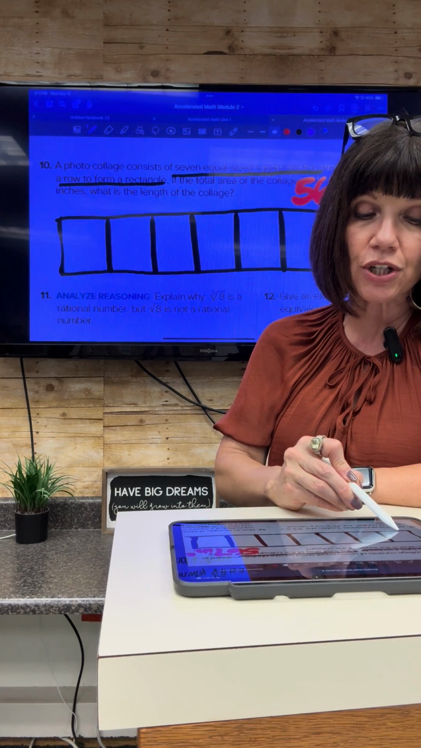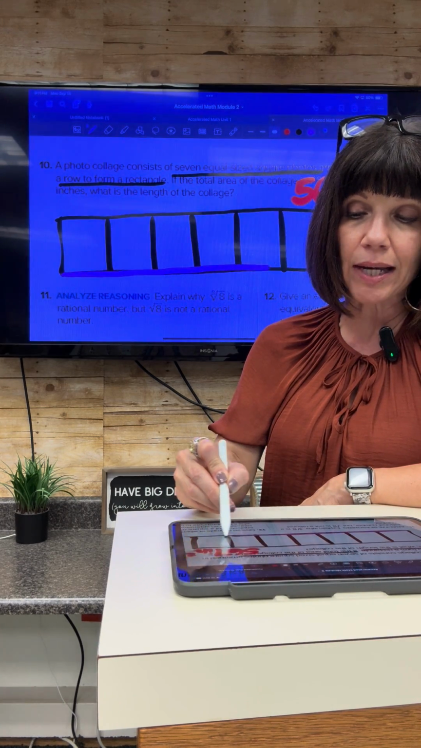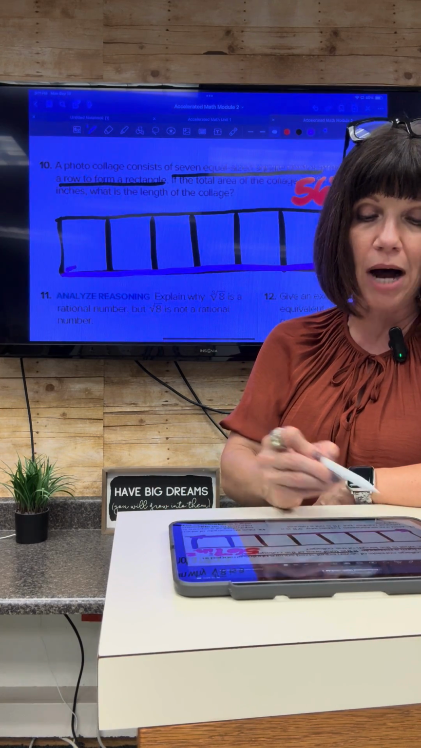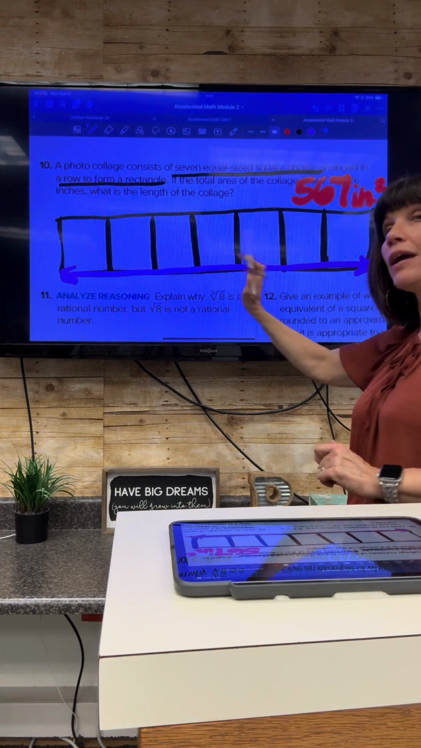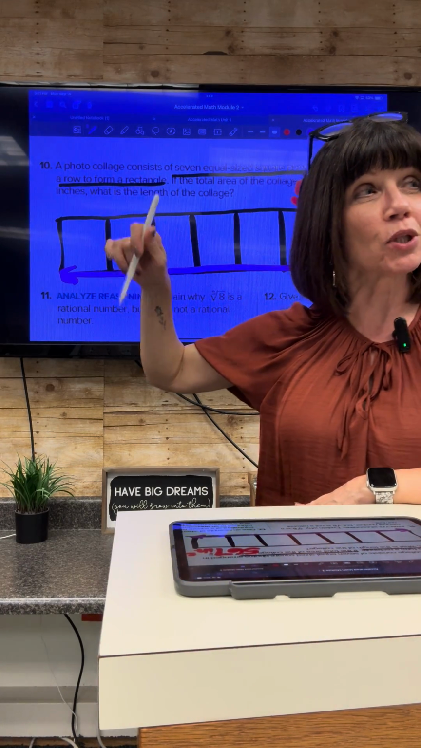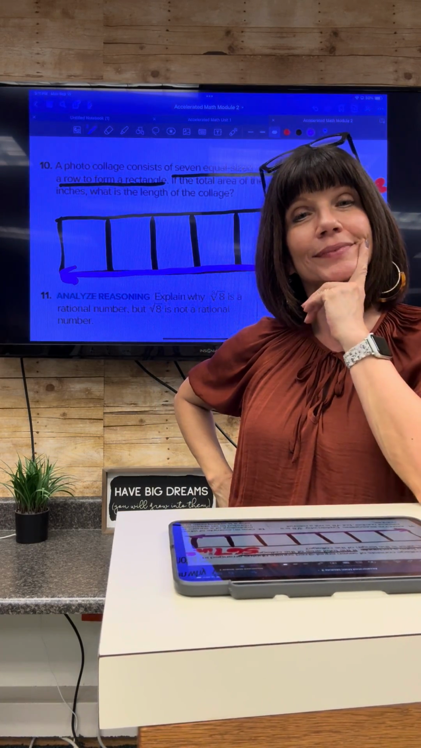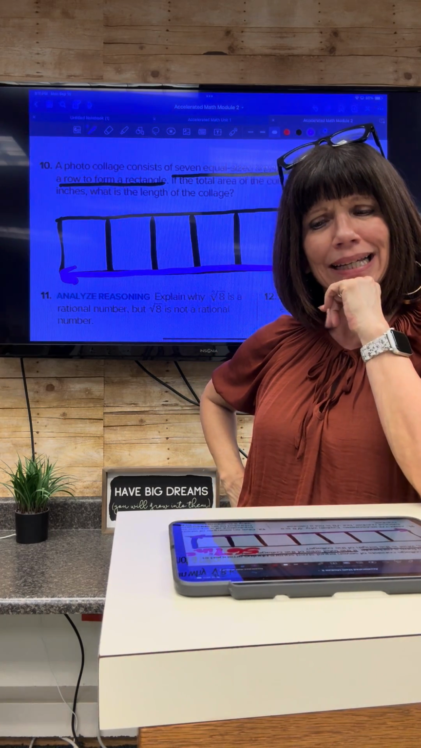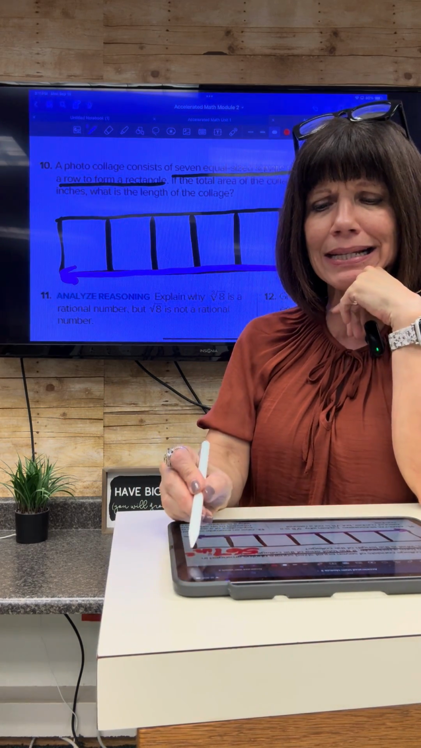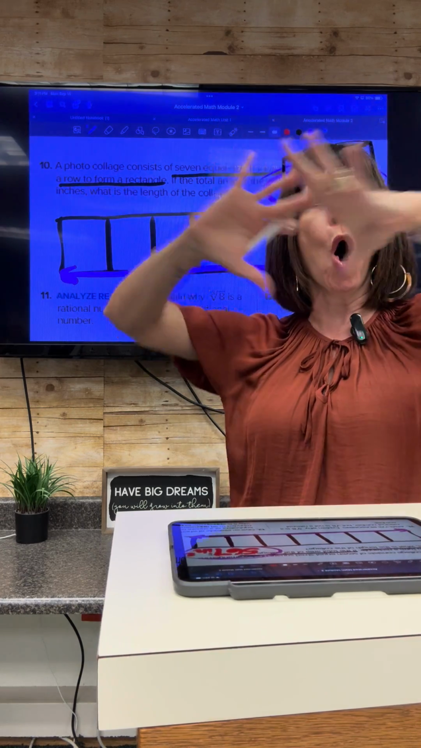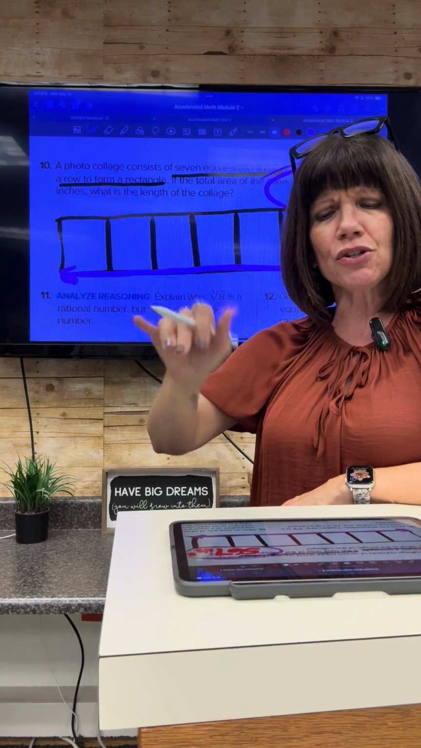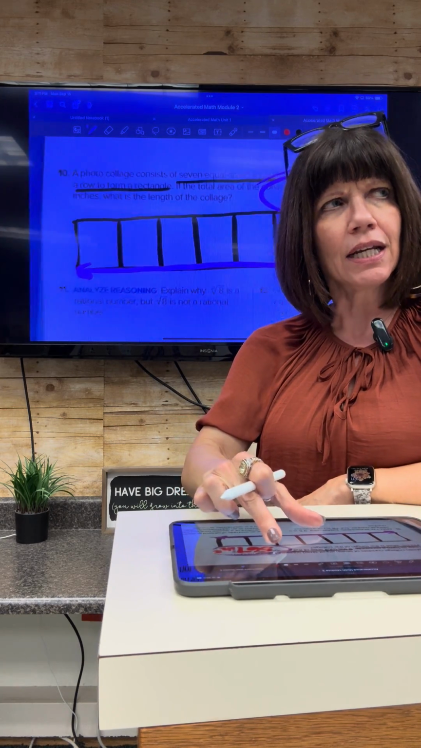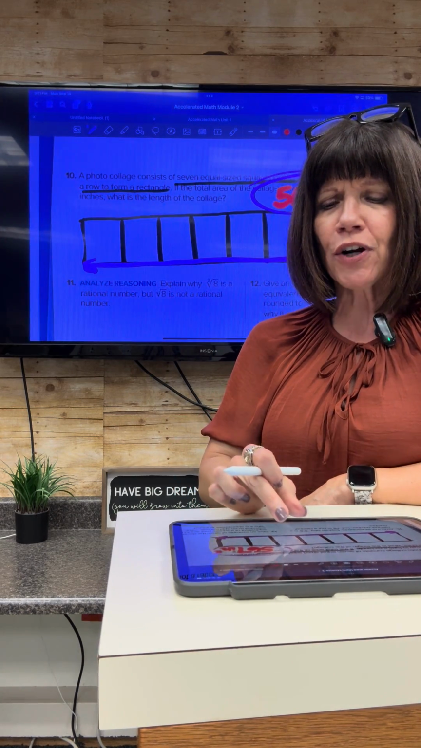So guys, they want to know the length. I am tracing a line along the bottom from the beginning to the end. They want to know the length of the purple line. Now wait, how do they expect me to find that if the only thing they give me is the area of the whole photo collage? Is there something I can do? First, let's sketch the scene. I don't want anybody to say it yet.